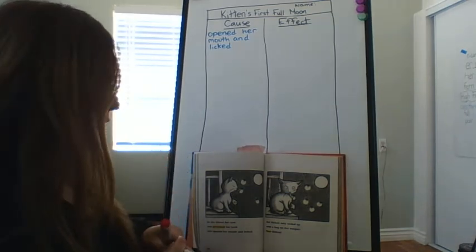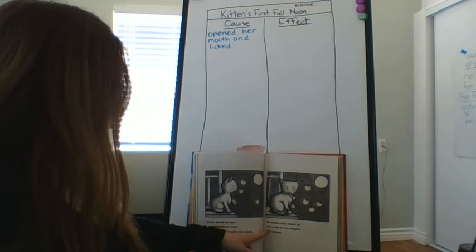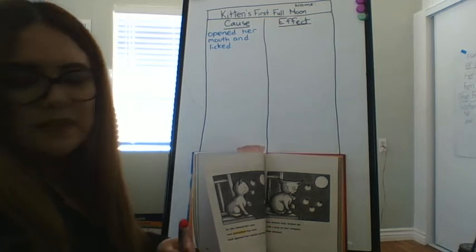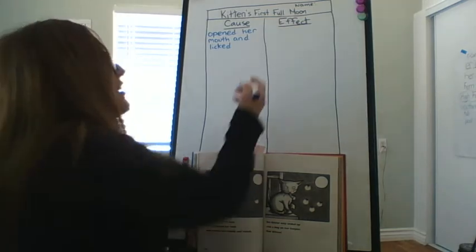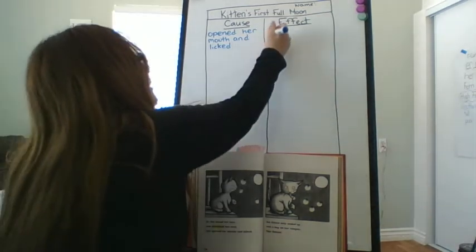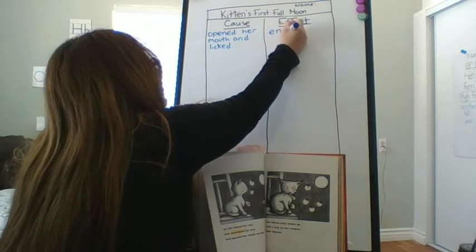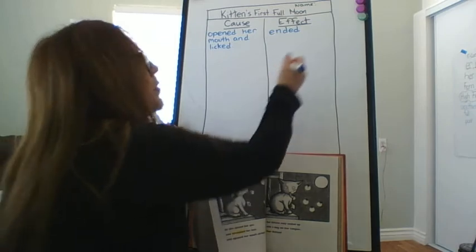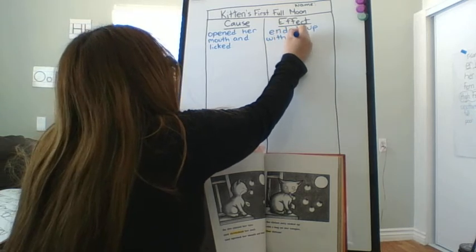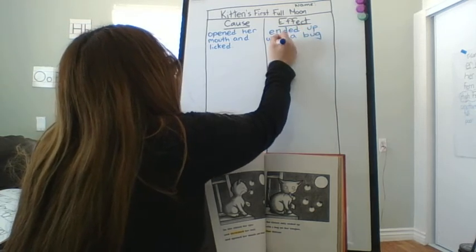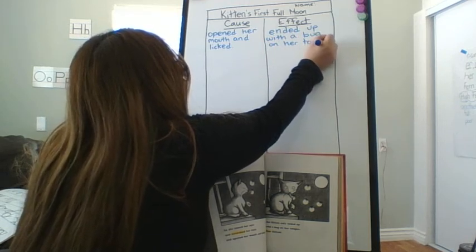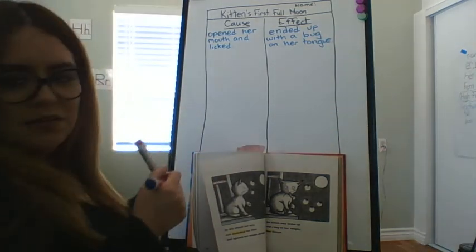But what happened? What was the effect? She opened her mouth, but Kitten only ended up with a bug on her tongue. Poor Kitten. So the effect is that she ended up with a bug on her tongue. So we could say ended up with a bug on her tongue. So that was the effect.